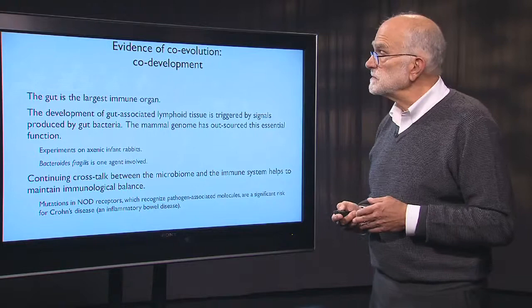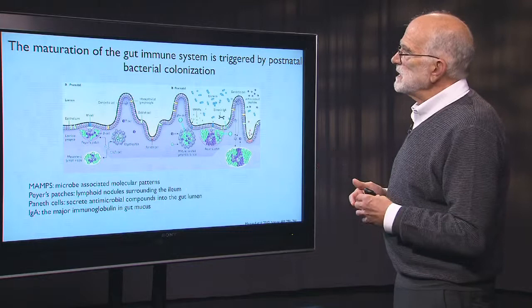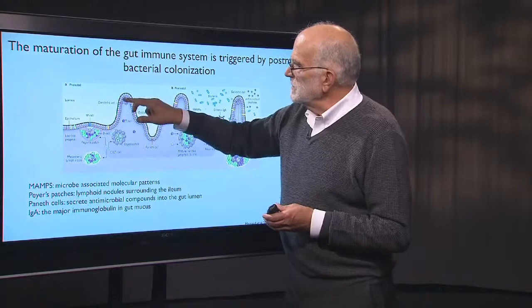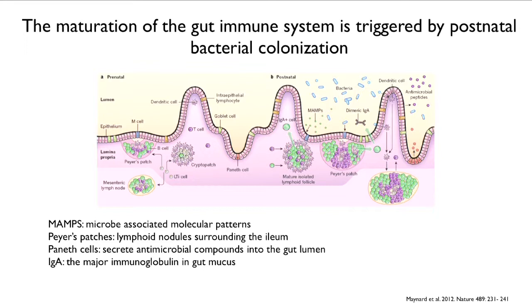Let's take a look at a bit of the detail in the gut as it's colonized. So here is the prenatal gut on the left and the postnatal gut on the right. And this is the gut epithelium here. The gut lumen is to the top. The gut epithelium has in it dendritic cells and goblet cells and lymphocytes and things like that. Below the epithelium, there are Peyer's patches, which are not very fully developed, and mesenteric lymph nodes, not fully developed prenatally. And then after they are stimulated by the presence of bacteria after birth, the Peyer's patches and these lymph nodes develop into the gut-associated lymphoid system.